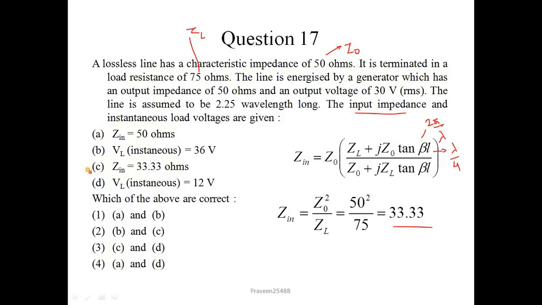Using this 33.33 ohm input impedance, we can find the instantaneous load voltage. So 33.33 divided by 50 plus 33.33, into 30 volt. So here we will get the instantaneous load voltage which is 12 volt. So the correct option is 3, C and D.